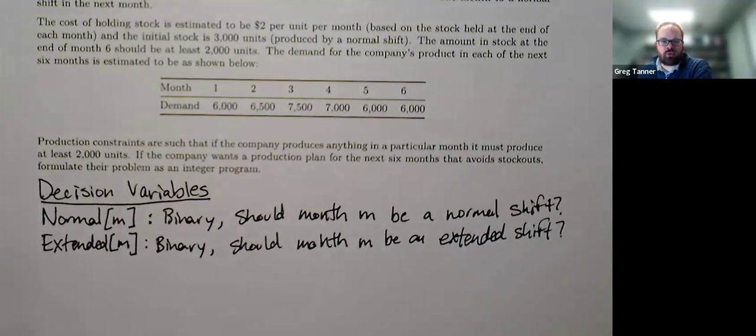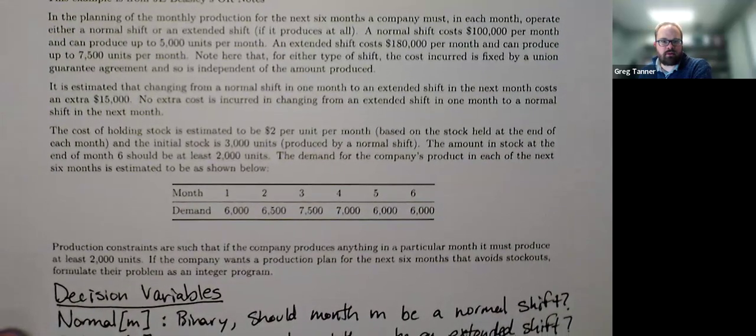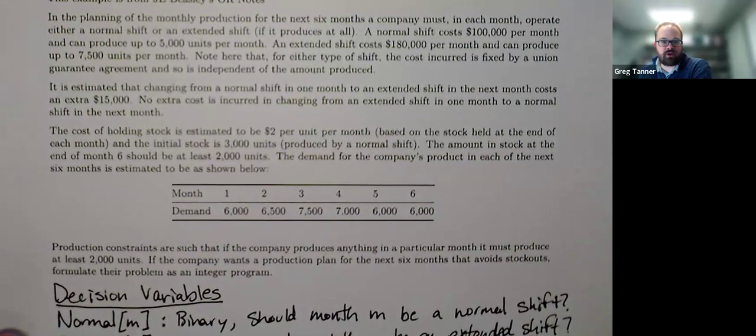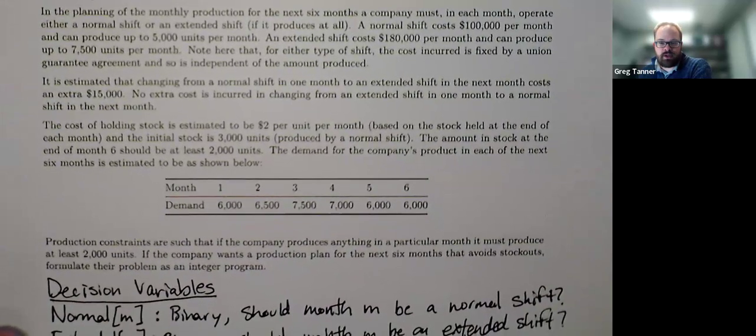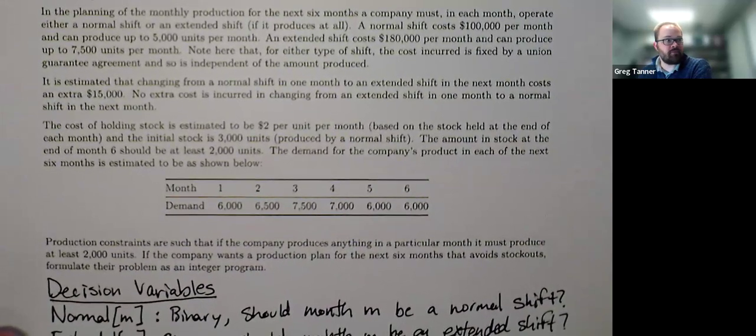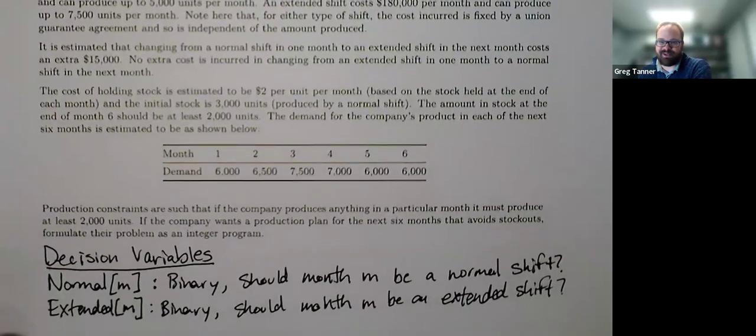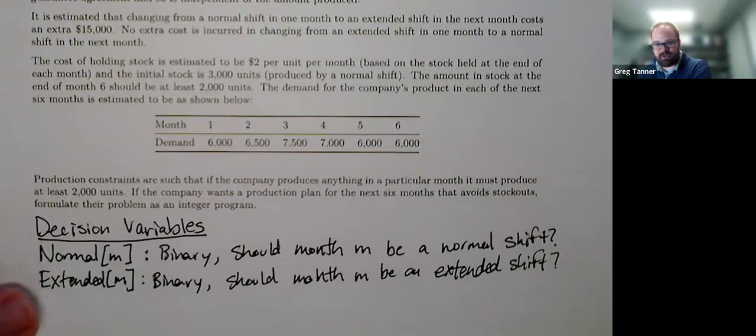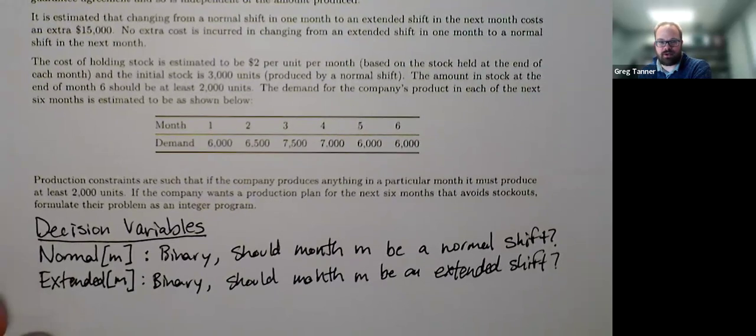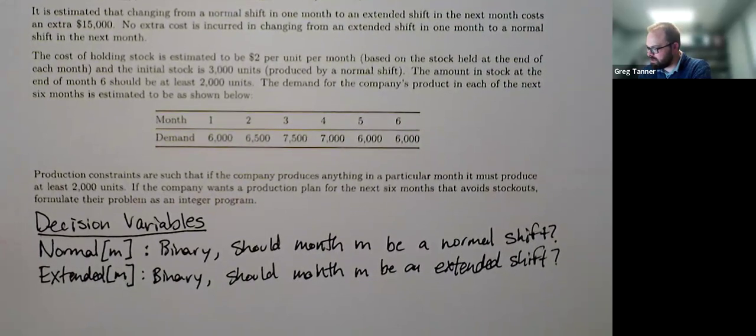You'll notice reading through it, we have the potential to not have any shift at all. And so we could create another variable, maybe call it furlough, if we're letting the workers off for a month and making them unemployed. But if we're not doing a normal or extended shift, then we are in the furlough. It's going to be the opposite of these two together. So we'll consider that in our model as well.